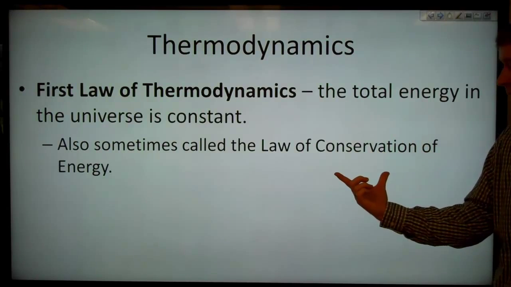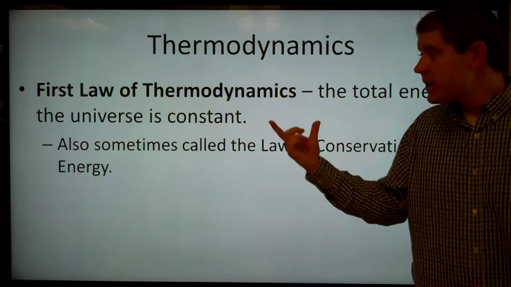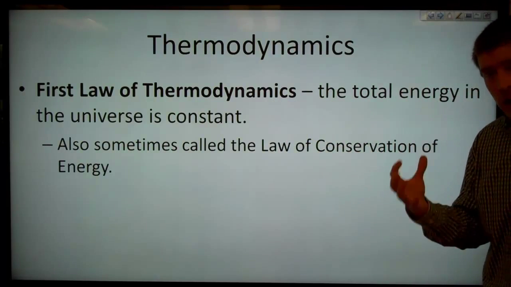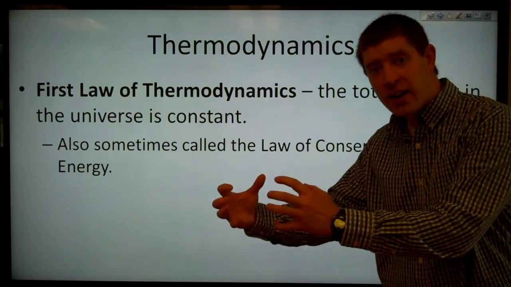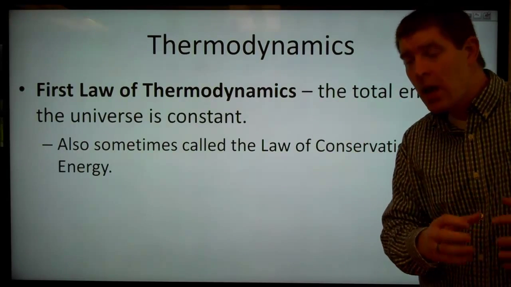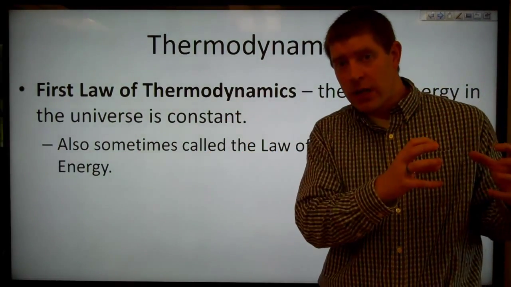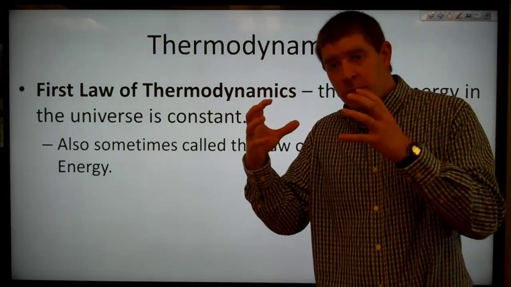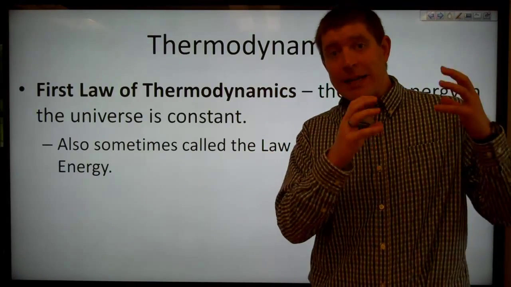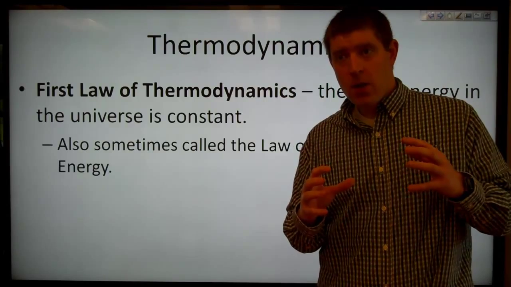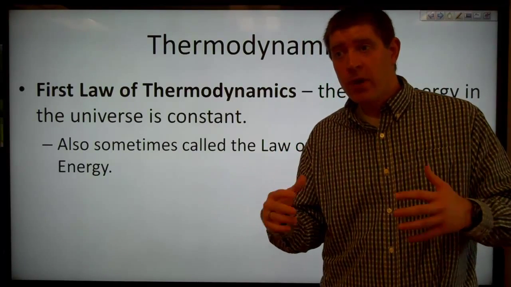This is also sometimes called the law of conservation of energy that I talked about earlier. So what this says is that the total amount of energy in the universe is constant. So we can move energy from one place to another. We can move it from inside our system to outside our system. But this means that in moving that energy from inside the system to outside, our system has lost that energy. The surroundings have gained that energy by exactly that same amount.